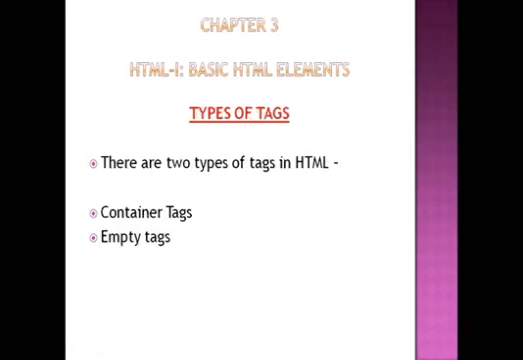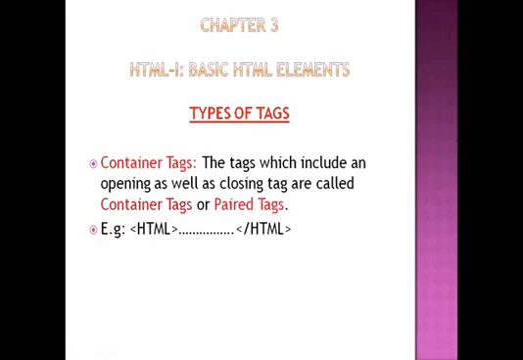Next comes the different types of tags in HTML. There are two types of tags in HTML. One is the container tag, the other is the empty tag. Now let us see what a container tag is. The tags which include an opening as well as a closing tag are called container tags or paired tags. So that means container tags are also called paired tags.